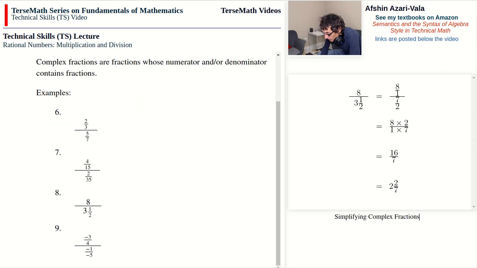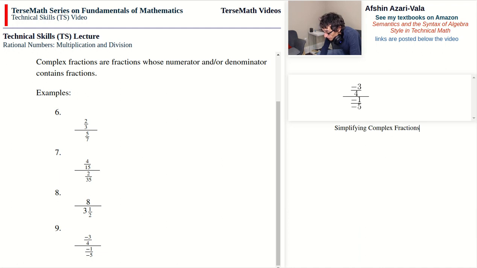And the final example has some negative values in it. -3/4 divided by -1 over -5. And here again we work out the sign. Overall we have 3 negatives. You see, anytime you have nothing other than multiplication and division, you can always go by the rule that we had for multiplying and dividing integers. An even number of negatives means the answer is positive. An odd number of negatives means the answer is negative. In this case I have 3 negatives, and so the answer will be negative.